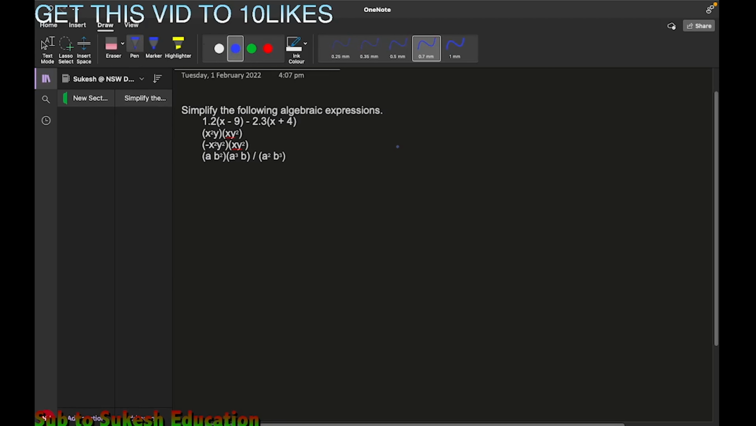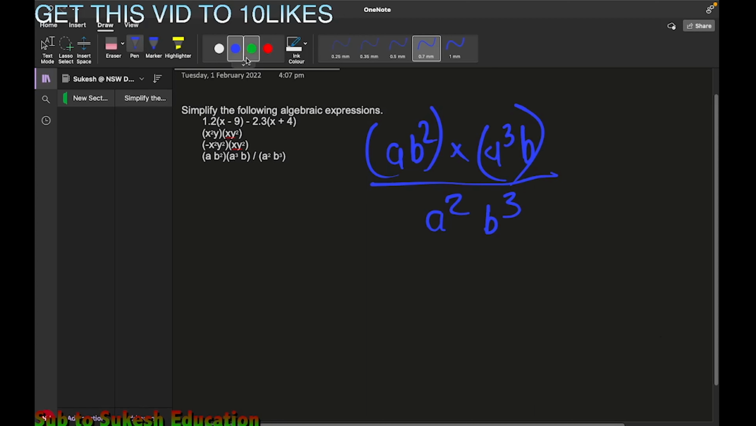So, question is ab squared times a to the power of 3b, whole thing divided by a squared b cubed, right? Isn't this how it works, guys? And then what do we do to simplify? So it's ab squared, so we know there's 2 b's here and there's 1 b here, so that's equal to 3 b's, right? 1 a here and then 3 a's, so that's equal to a to the power of 4 because 3 plus 1. So it's a to the power of 4 b cubed.